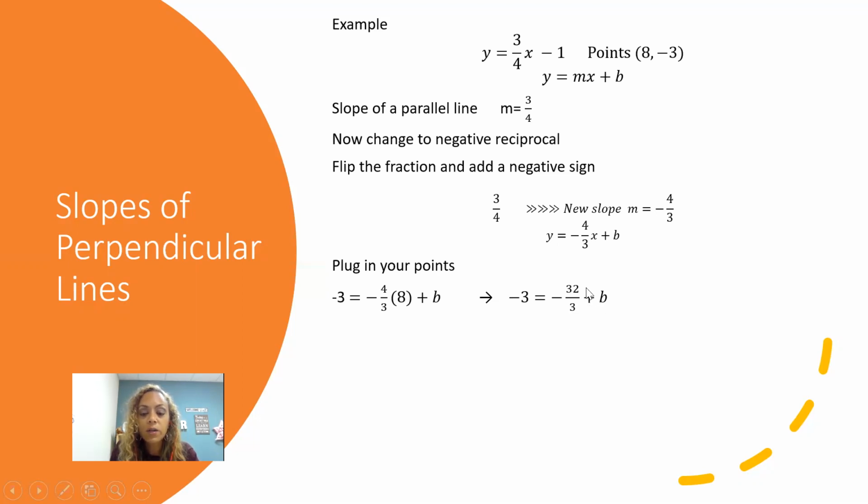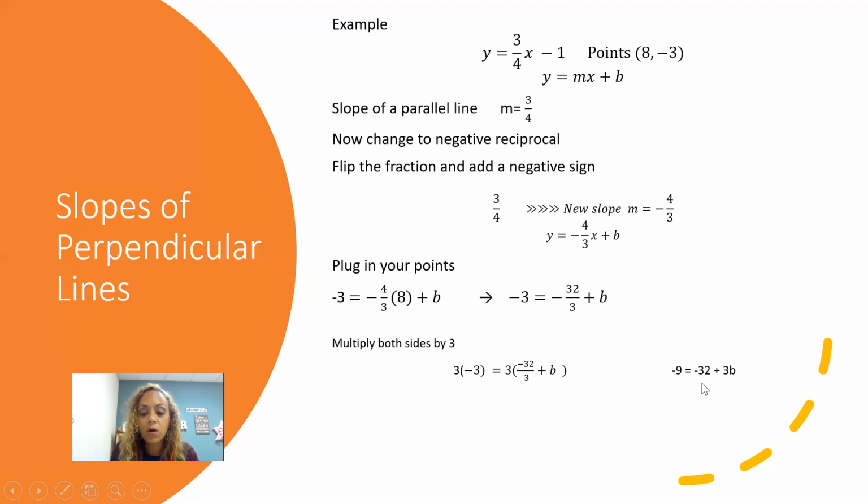So I want to get rid of this fraction. I'm going to multiply both sides by 3, so it makes it a little easier for me. So 3 times negative 3 is negative 9. And then I have 3 times negative 32/3. So these 3's cancel out, right? So now I'm left with negative 9 is equal to negative 32 plus 3b. We have to multiply our 3 times our b, so we have 3b. So we still haven't gotten b all by himself yet.